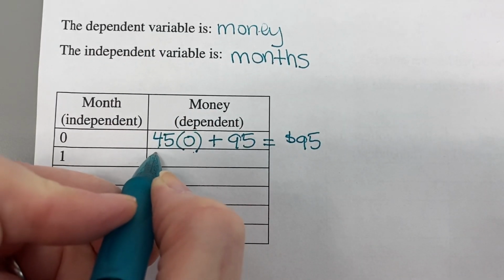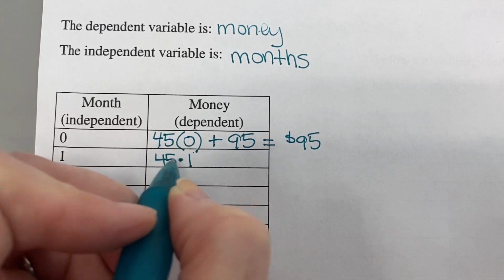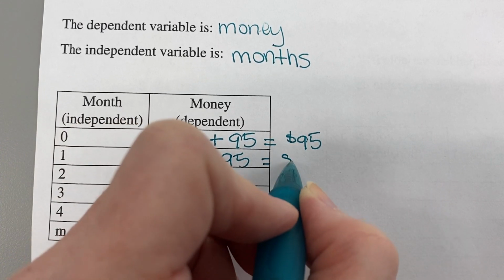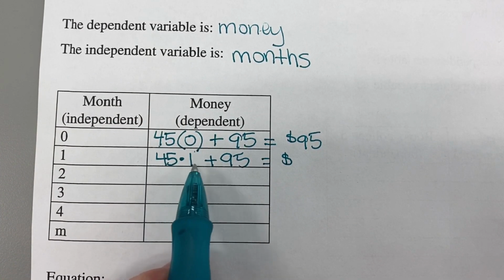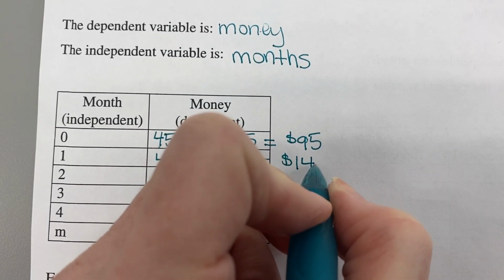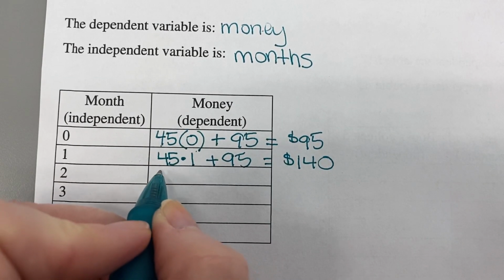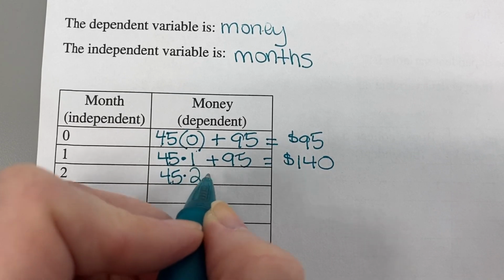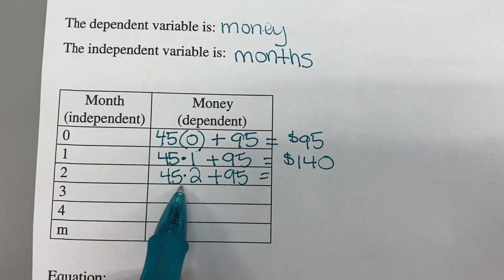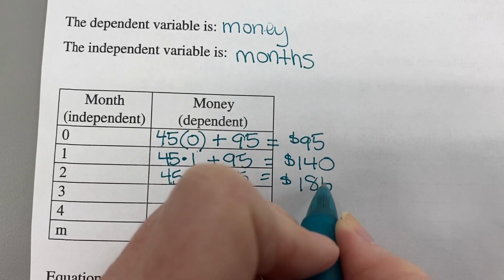Let's go to 1 month. If you've been a member for 1 month, you're going to take 45 times 1. See, I use parentheses for times. I'll go back to regular times. Plus 95 equals, okay, let's see, 45 times 1 is 45. 95 plus 45, I believe, is 140. Okay, 2 months. Well, that would be $45 a month times 2 months plus the sign-up fee. That's going to be 90. 45 times 2 is 90. And 90 plus 95 is 185.